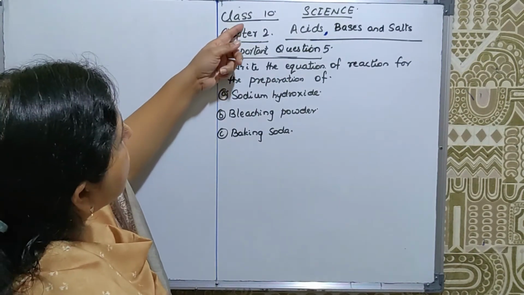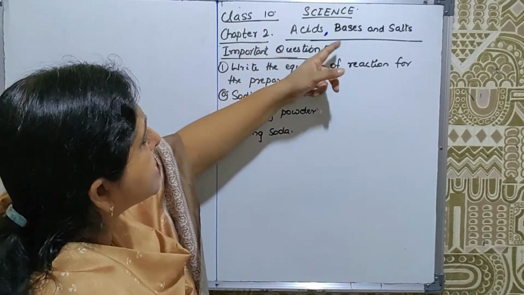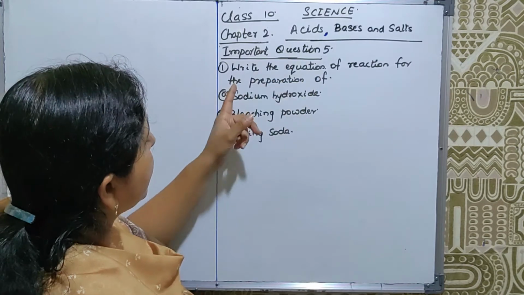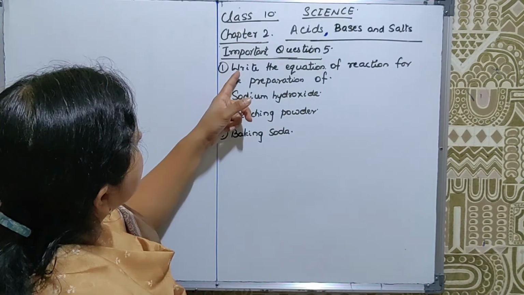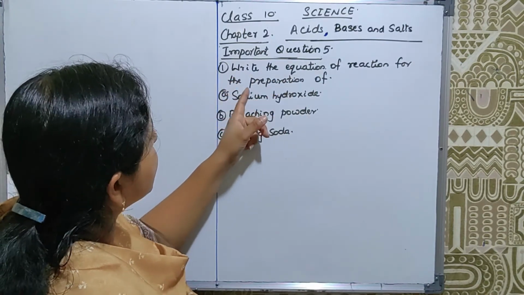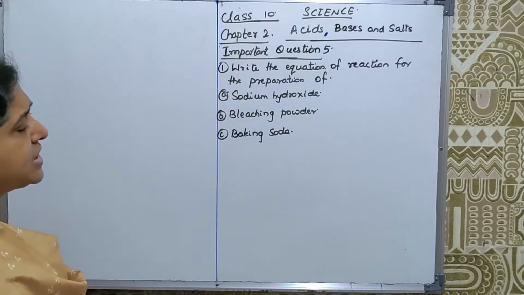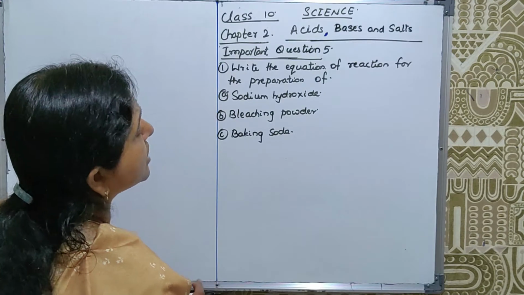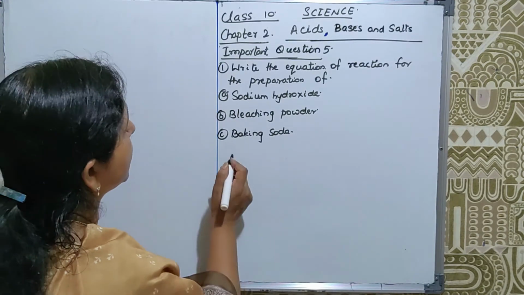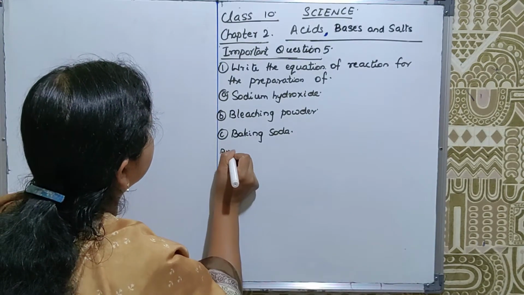Hello children, we are doing class 10 science chapter 2, acids, bases and salts, important question 5. In that, the first part: write the equation of the reaction for the preparation of sodium hydroxide. So in the answer part we are doing this.